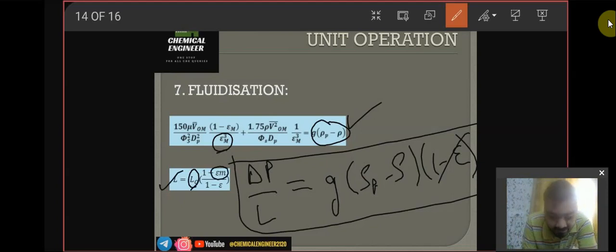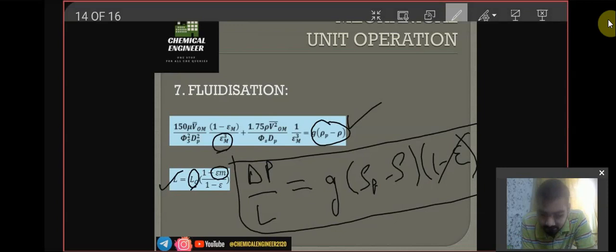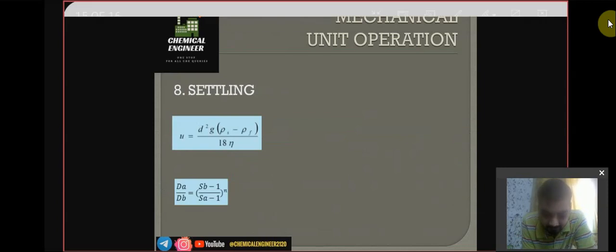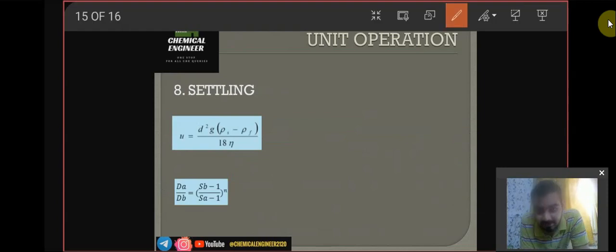So in designing we use this equation, L equal to L naught into (1 minus epsilon m). In general we have L into (1 minus epsilon) equal to L naught into (1 minus epsilon naught). So remember, write these two formulas as well. Next we have the last formula, for settling. Settling has many derivations, so the video link, if allowed, is at the top.